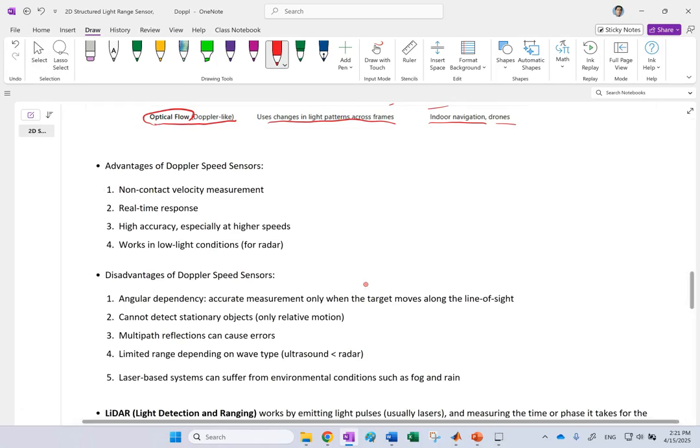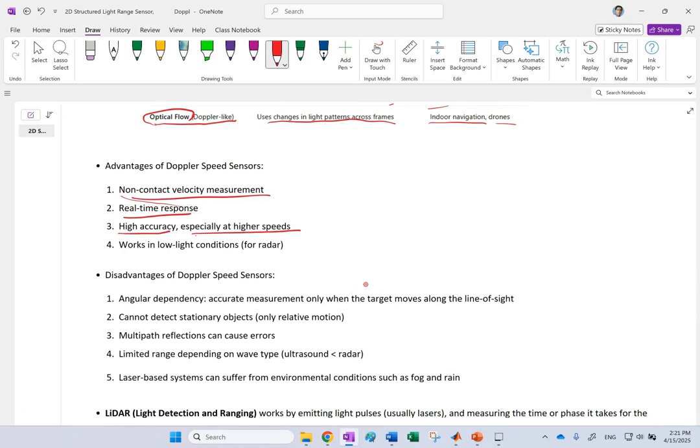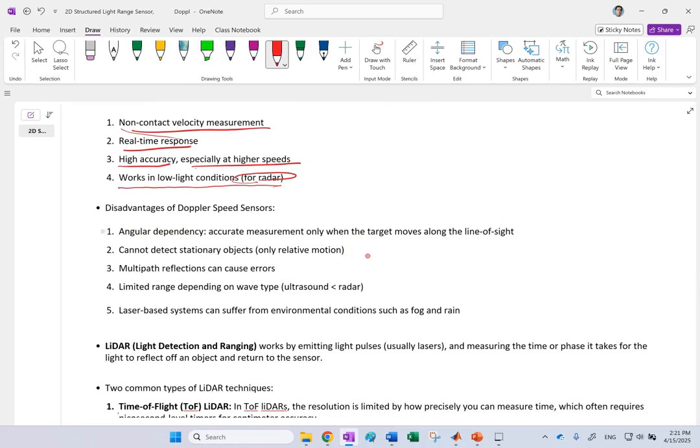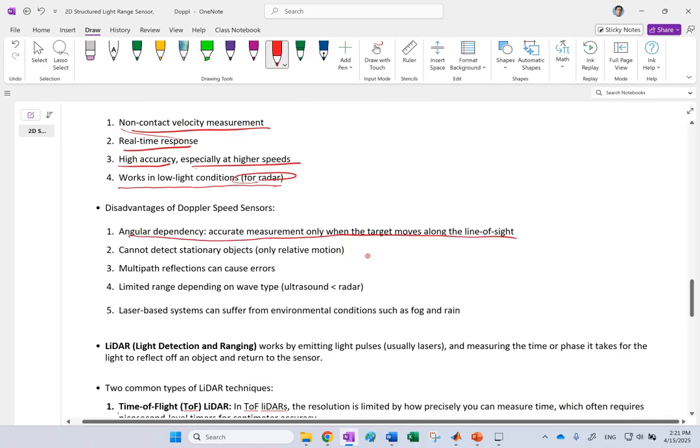Their advantages: they can measure the velocity with no contact. They are very fast. They are very accurate, especially at high speeds. And even in low light conditions, the radar systems or the ultrasonic ones also work. Okay, so they are fast and accurate. Their disadvantage is angular dependency. They are accurate when the object is moving along the line of sight.